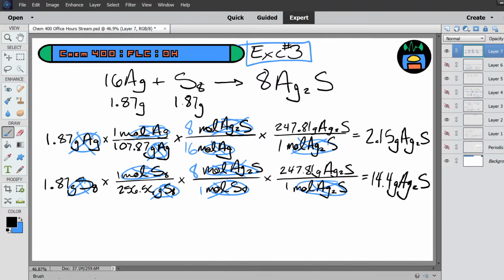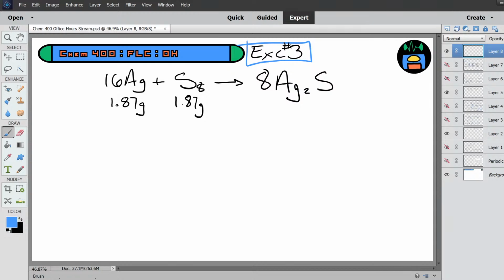So that means that the first one is our theoretical yield, and silver is our limiting reactant. The reason why this was important is because now that we know silver is the limiting reactant, we can calculate the grams of S8 that will be consumed. So the grams of S8 that's consumed, we calculate like this.